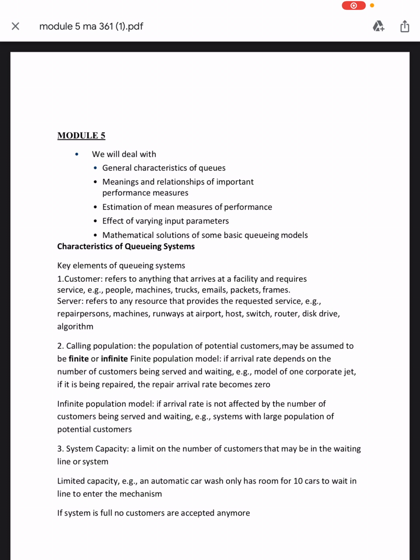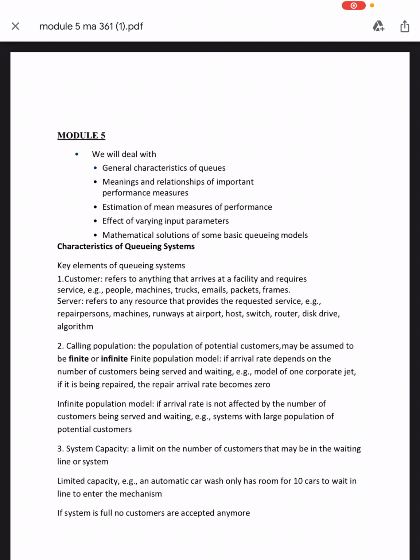For infinite population models, in terms of inter-arrival times of successive customers, random arrivals have inter-arrival times usually characterized by a probability distribution. The most important model is the Poisson arrival process with rate lambda, where A_n represents the inter-arrival time between customers n-1 and n, and is exponentially distributed with mean 1/lambda.